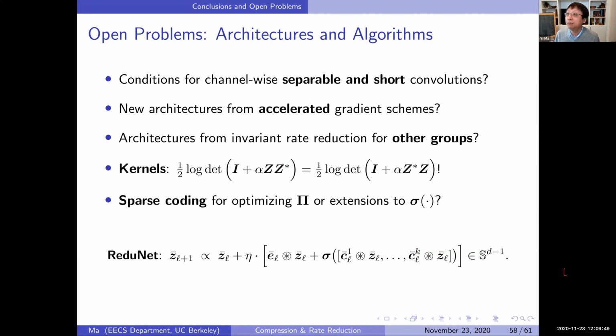And also, for other groups, rotation and translation work fine, but what about other groups? What other forms of operator will pop up? We don't know.